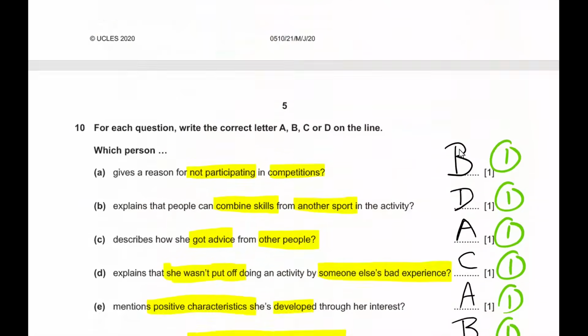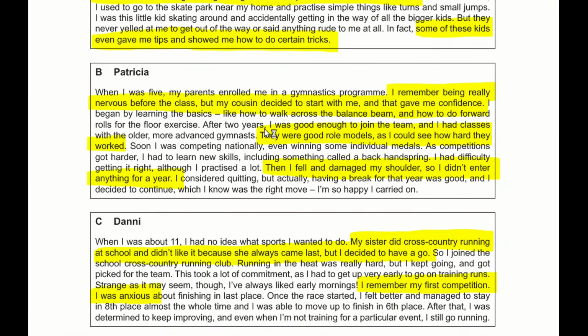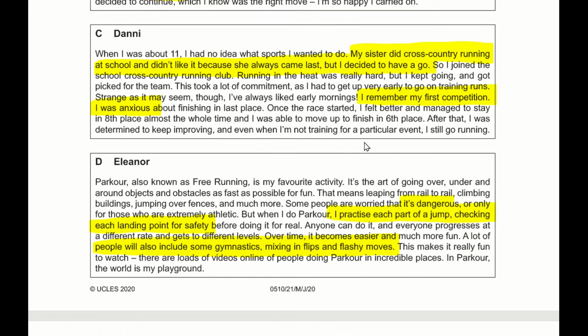Now, the answer I highlighted was from B, because in B it says they were good role models. Now, a role model, as you may know already, is someone who we look up to, someone that we can learn from. However, if you come down to the last paragraph, the very last line, many students from my experience would fall into the trap of highlighting this last line here where it says, it makes it really fun to watch. There are loads of videos online of people doing parkour in incredible places. So many students would say, oh, okay, you can watch people videos online. The answer is definitely D.